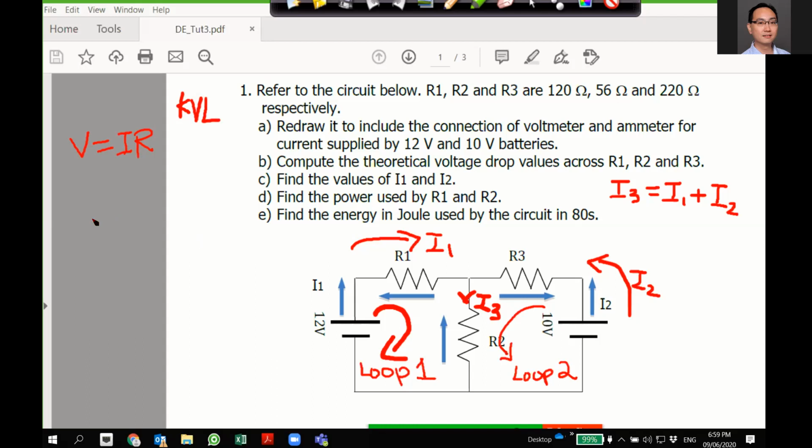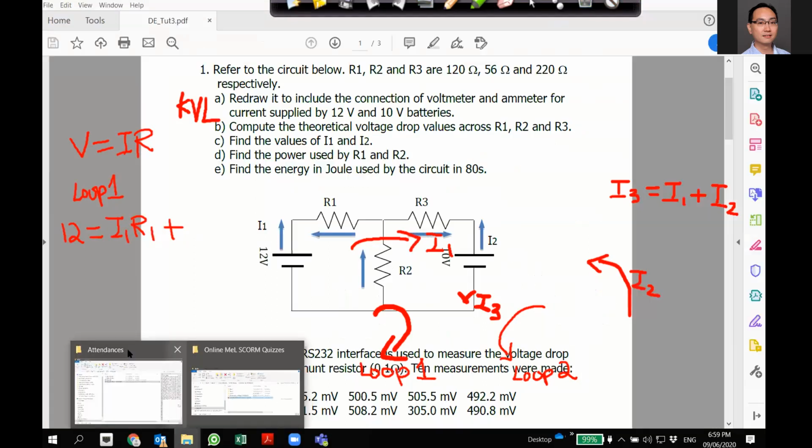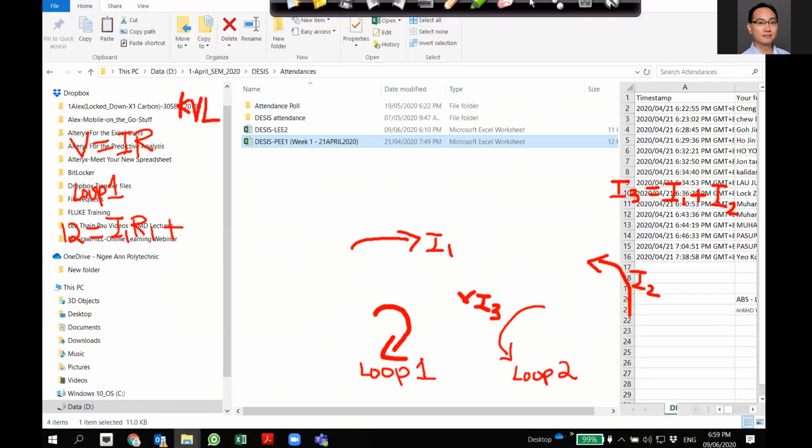So you can form by looking at the left-hand side, loop 1 first. Let's say loop number 1. So your 12 volt equals your I1 R1, plus what? What is this part here? Maybe I quickly flash out the solution. Sorry, I clear this screen first.